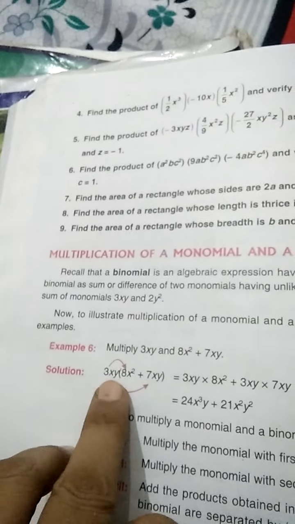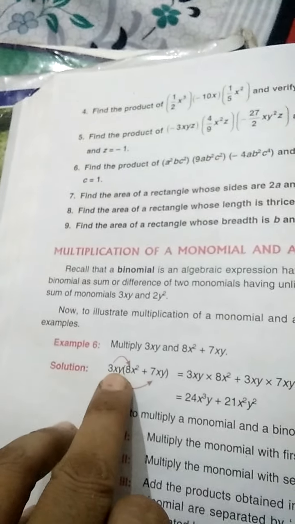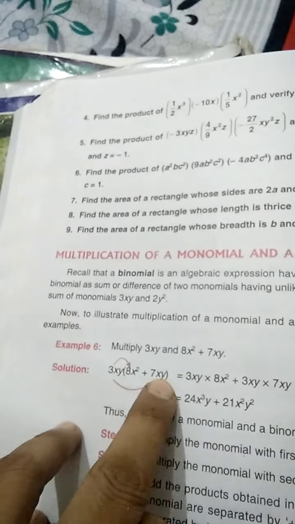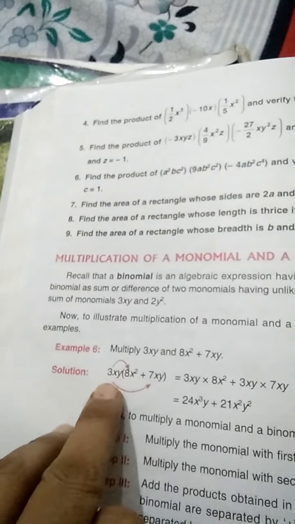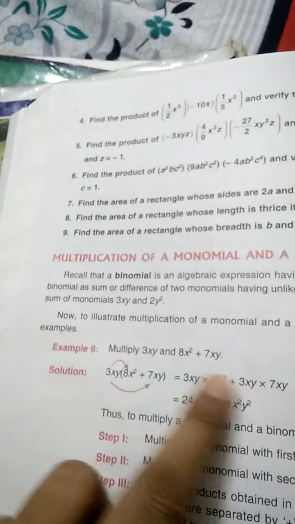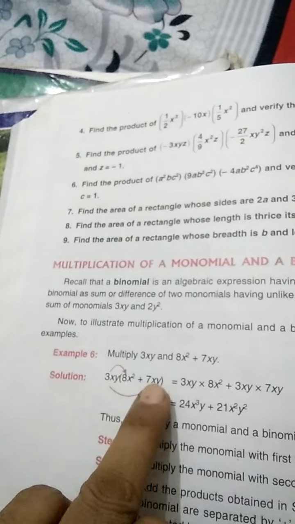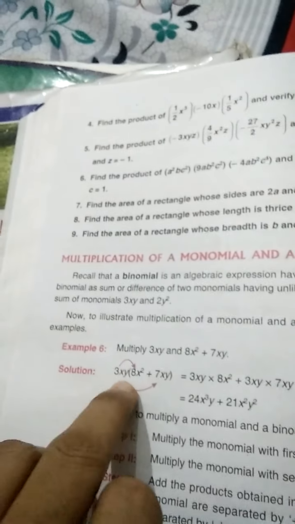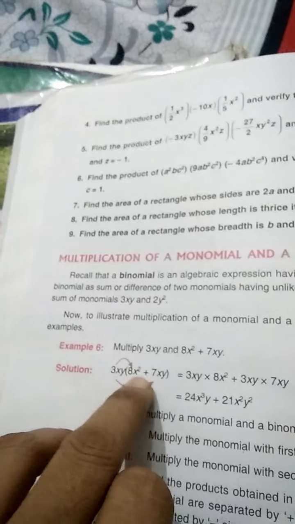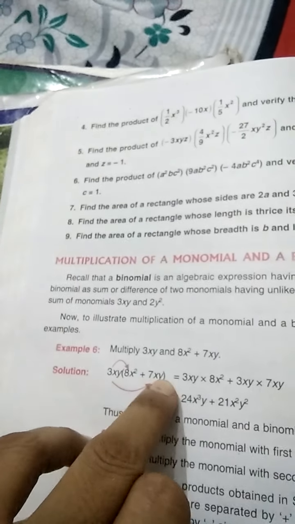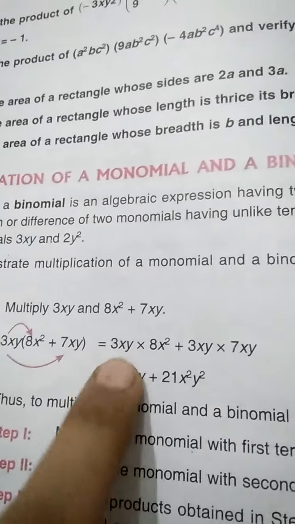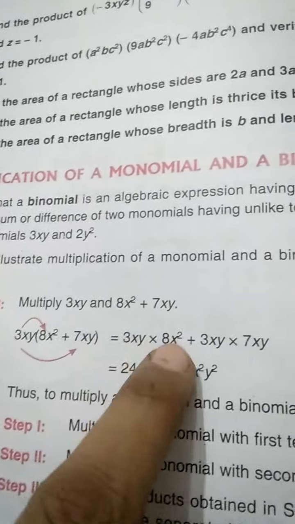So first of all we multiply 3xy by the first term of this binomial expression, and the first term is 8x square. So we write 3xy into 8x square, sign of plus, then 3xy multiplied by 7xy. We need to multiply the monomial with both the terms of the binomial. So now, as in the worksheet, first we multiply the digits.